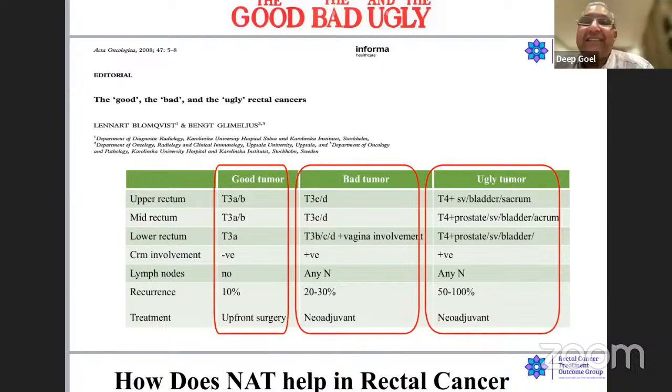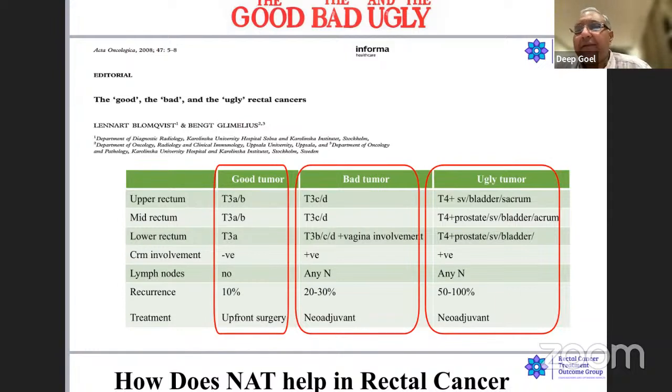I know. So this was published as an editorial in Acta Oncologica, where they very clearly said that a good tumor in the upper rectum, mid rectum, or lower rectum, whose definition may change, 3A, 3B, according to the site and lymph node involvement, if there is none, and CRM negative, can be taken up for upfront surgery. There can be some difference between the philosophy of Americans and Europeans, but we have to see what is good for us.